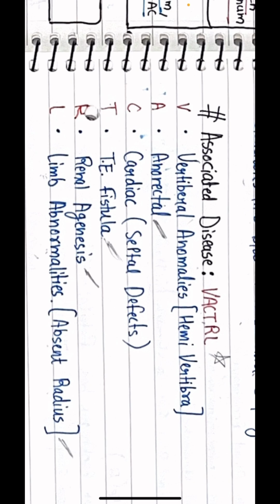So V highlights vertebral anomalies here, A highlights anorectal or rectal malformations, and C, part of VACTERL, stands for cardiac, sometimes the septal defects, and T for TE fistula, Tracheo-esophageal Fistula, which we are going to study now, R for renal agenesis, L for the limb abnormalities. Try to remember the mnemonic from here itself. However, I'll give you some good photo as well to remember if you don't like my notes.